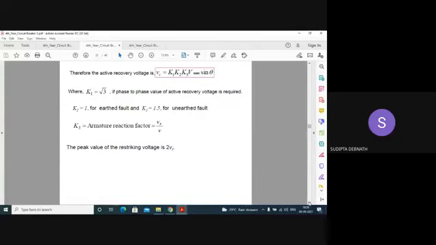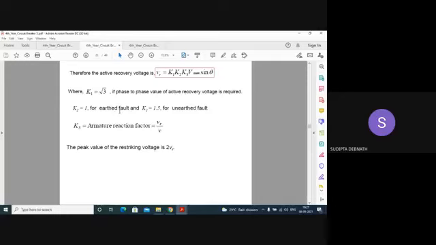So the active recovery voltage should have, instead of just writing Vmax sin theta, some components which will take care of the demagnetizing effect, and of whether the neutral is grounded or the fault is grounded. So these are some constants given. K1 is nothing; if you consider phase to neutral, it will be 1. If you consider phase to phase, it will be root 3. That you know. And this value of K2 takes care of earth fault.